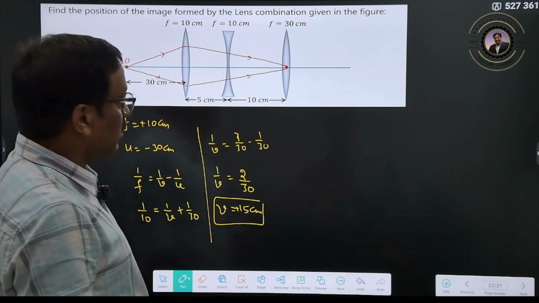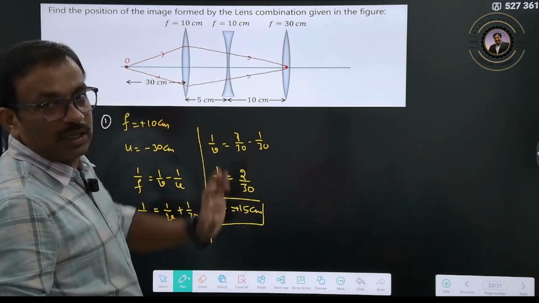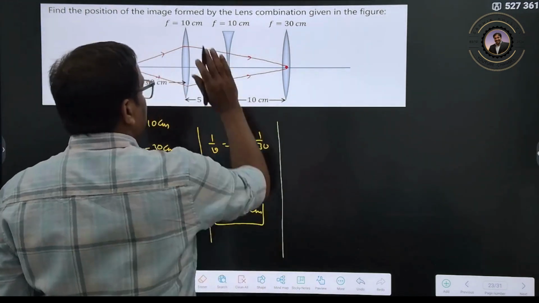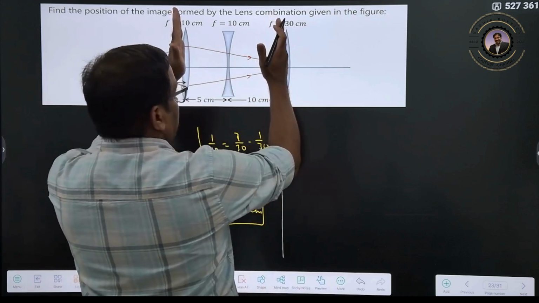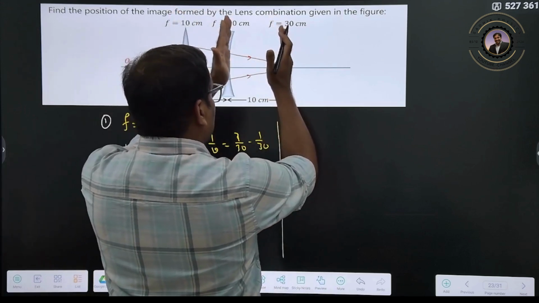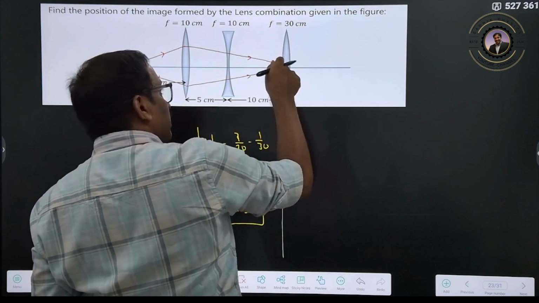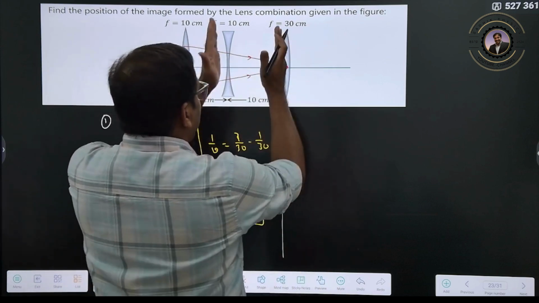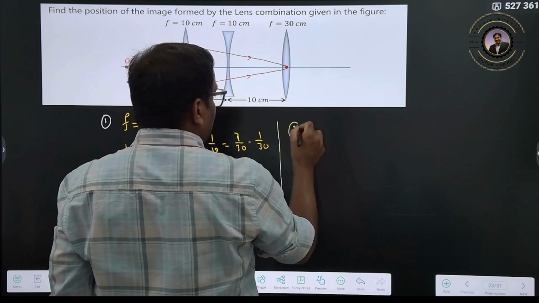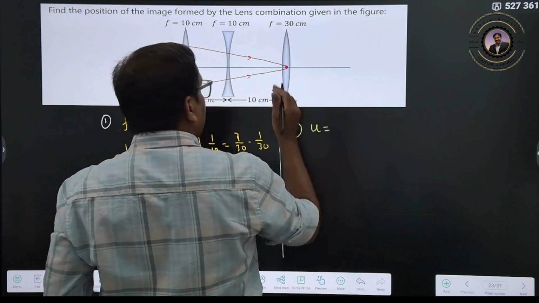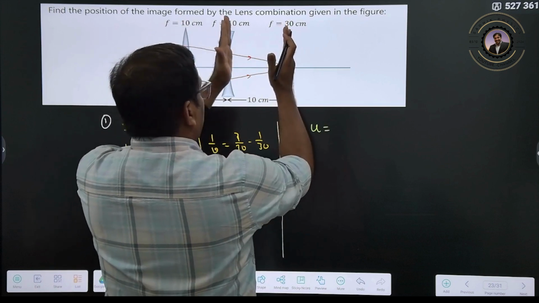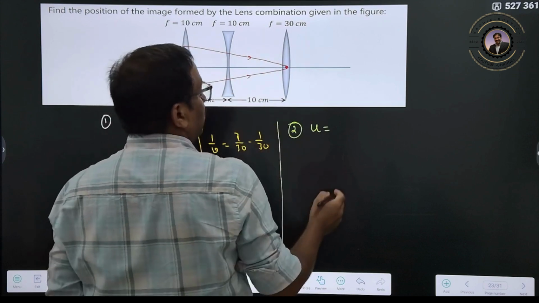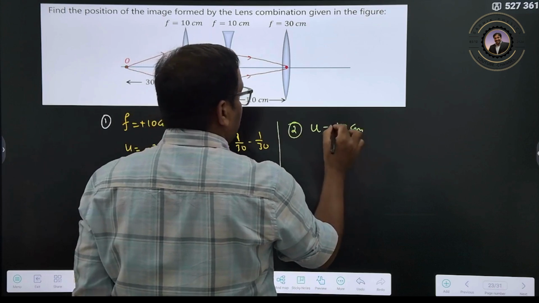Now, how about this side, where the object is? I already discussed one such question, so we can apply it. This distance is 15 centimeter. For the second lens, the object is here, that is, the converging beam is meeting at this point. So what is the object distance from the second lens? In total it is 15, but from here to here 5 is gone, so 15 minus 5, therefore 10 centimeter. Here we take it as plus.